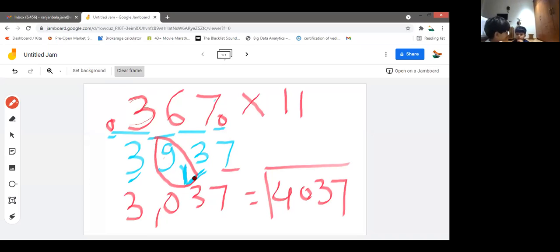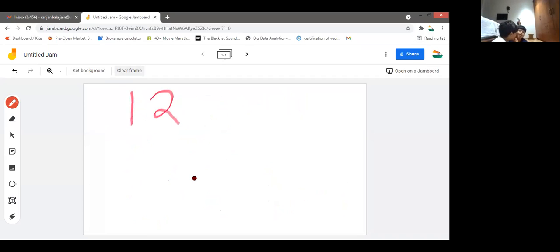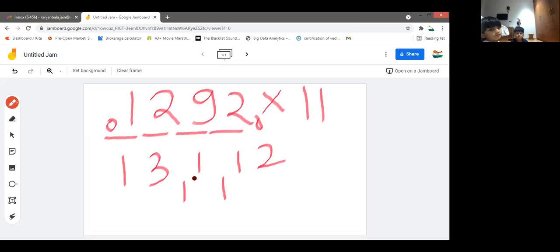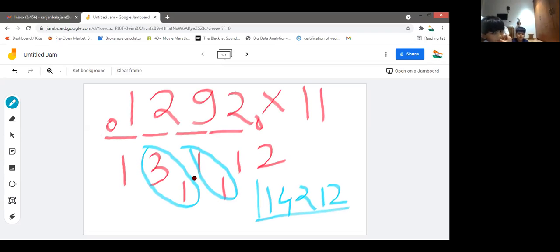Once again, I will show you one more problem so that things will be clear to you. For example, this is my problem. Multiply by 11. So put 0 on both the sides. I have written like this. 0 plus 1, 1. 1 plus 2, 3. 9 plus 2, 11. So 11 is written like this, right? 2 plus 0, 2. Now remember, we have to add with the previous digit. So these two digits will be added together. So 3 plus 1 is 4. 1 plus 1 is 2, then 1 and 2. This will be your answer.